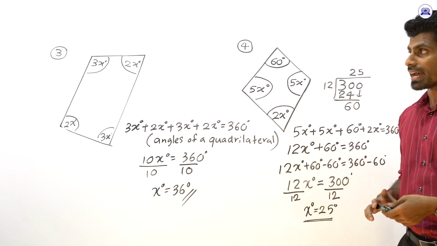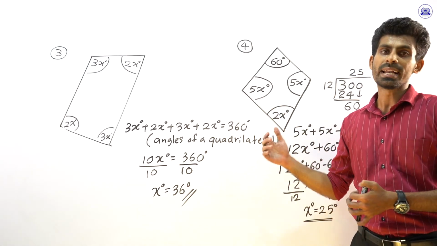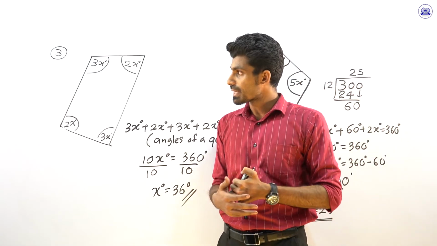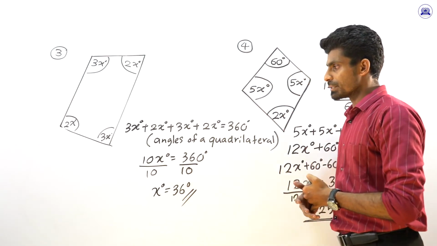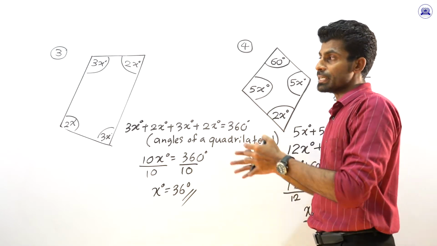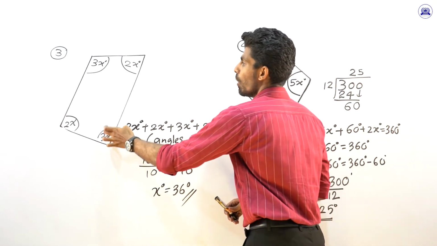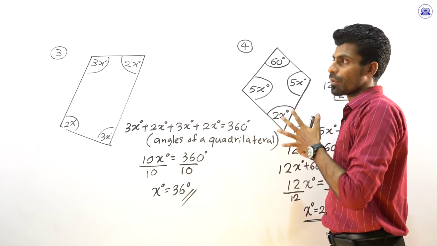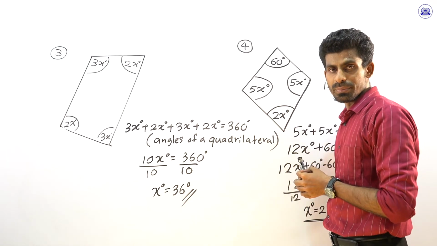So those are the answers for question number 3 and question number 4. Those questions are very easy, Lamai. So you need to try that one with me, right? What is the one and only thing here? You need to equate all these 4 angles to 360. So I hope this one is very clear for you, right?